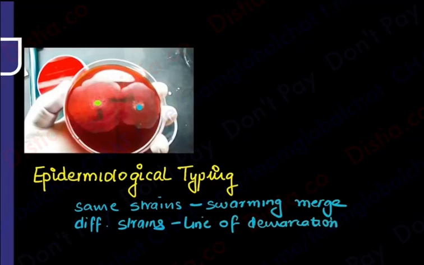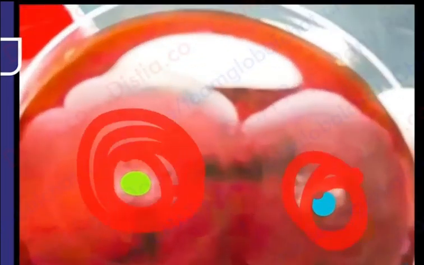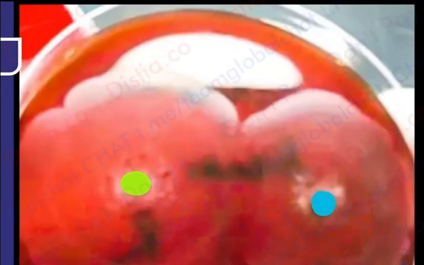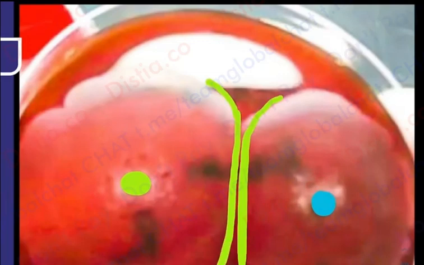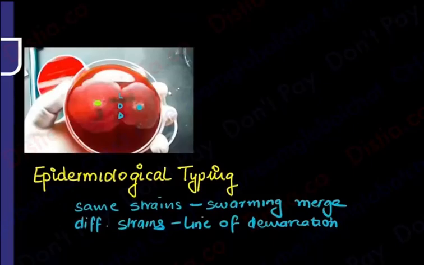So here, what happened, as I saw over here, I could appreciate when I zoom in that this was swarming from here and this was also swarming from here. But somewhere when they got close to each other, they decided that no, I don't think we are the same people. We have to be a little separate. There is a tiny little separation that you see in between them. Meaning there is a line of demarcation. This means they were different strains.